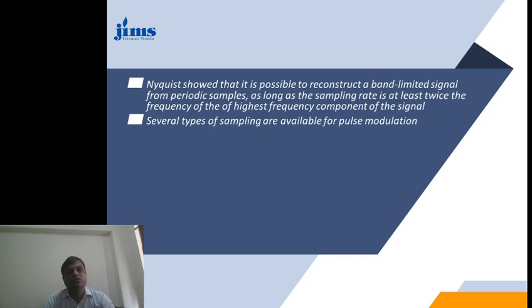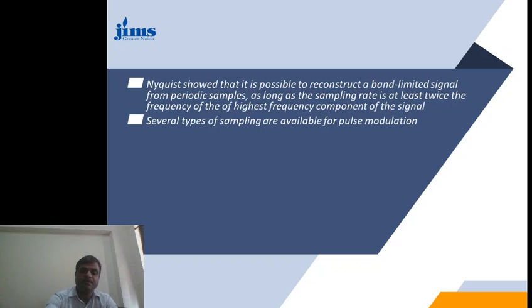Nyquist said that it is possible to reconstruct a band limited signal from a periodic sample as long as the sampling rate is at least twice the frequency of the highest frequency component of the signal. So it means we are able to reconstruct a signal if the rate of sampling is at least twice the maximum frequency component present in the signal.